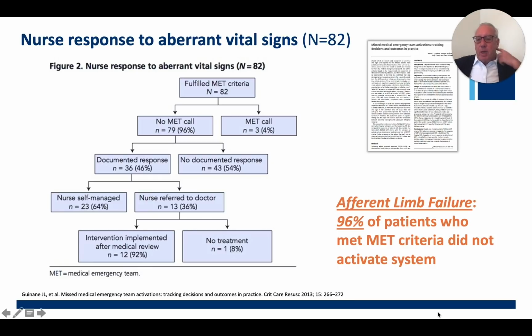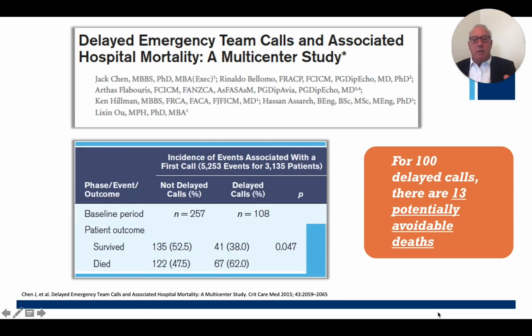This is one example from an article by Ganane in 2013 where they reviewed a series of rapid responses, and this is just a figure from it, and this was over an aberrant vital sign that fulfilled their criterion to call. But as you notice in the second level, no medical emergency team call in 96% of the cases, and nothing documented in 54% of those that were not called. So when you talk about the afferent limb, 96% who met their criteria did not activate their systems, and therefore, at some point, even if they had activated it, it could clearly be too late.